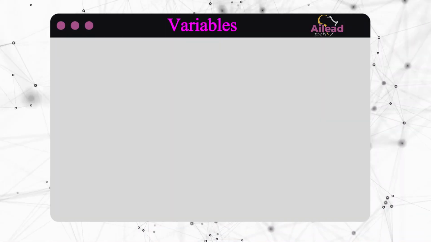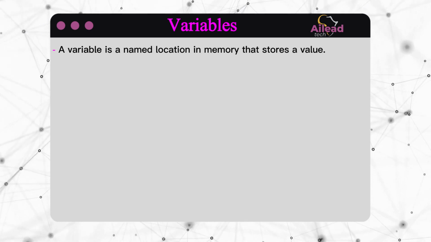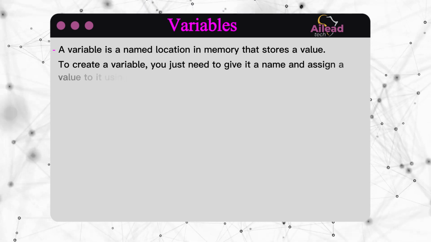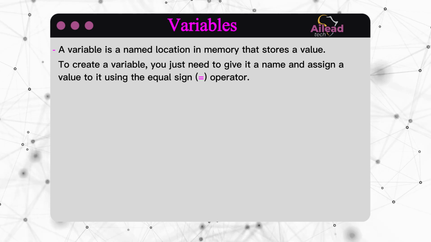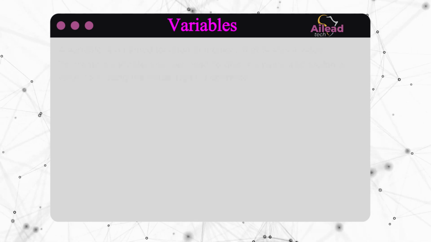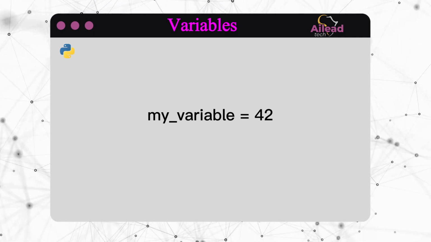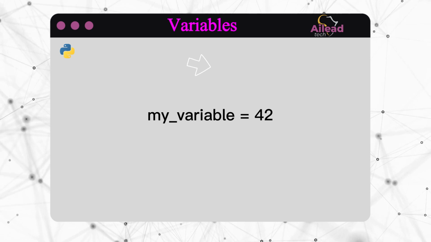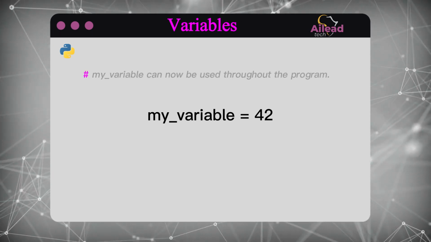First, let's talk about variables. In Python, a variable is a named location in memory that stores a value. To create a variable, you just need to give it a name and assign a value to it using the equal sign operator. For example, let's say my_variable equals 42. In this case, we've created a variable called my_variable and assigned it the value of 42. Now we can use this variable throughout our program.